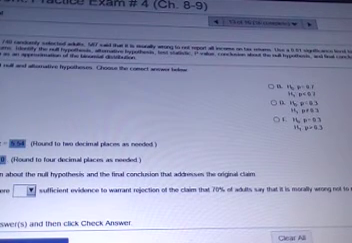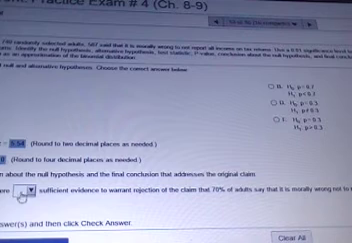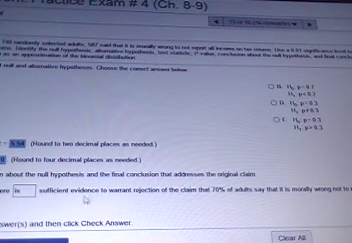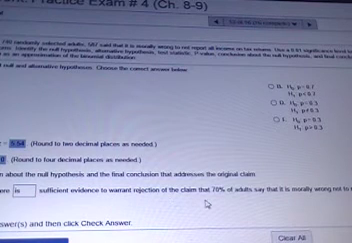So because the p-value is less than alpha, and 0 is less than 0.01, we reject the null hypothesis. And anytime you reject the null, there is sufficient evidence to reject the claim. And we're trying to reject the claim because the claim was in the null.